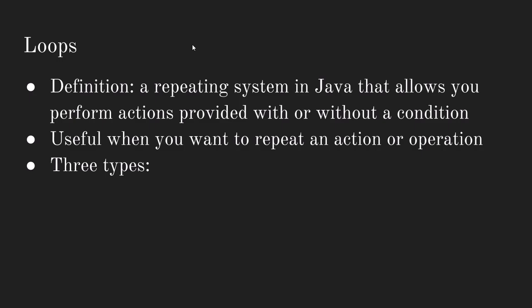So the definition of a loop is a repeating system in Java that allows you to perform actions provided with or without a condition. And they're typically useful when you want to repeat an action or an operation. So for example, if you're given the variable a and you wanted to add a certain numerical value to that variable, then you would use a loop.